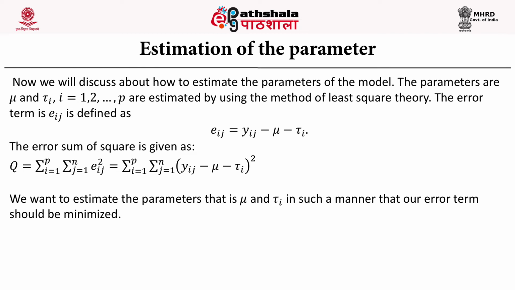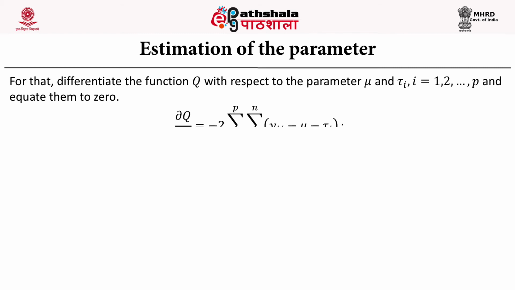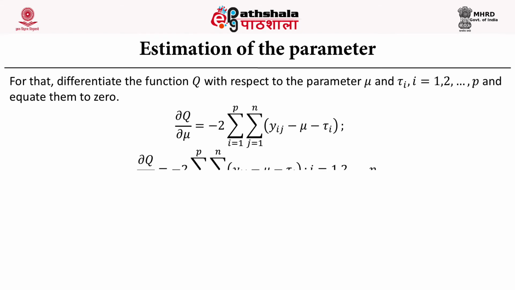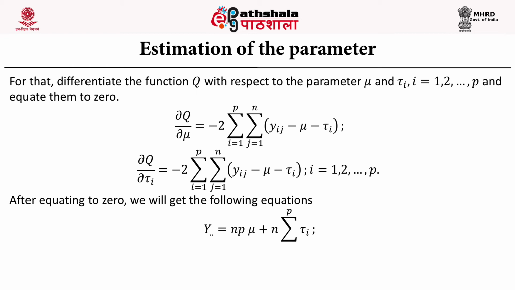We want to estimate the parameters, that is mu and tau i, in such a manner that our error term should be minimized. For that, differentiate the function Q with respect to the parameters mu and tau i and equate them to 0. After differentiating Q with respect to mu, we get minus 2 times the double summation of (Yij minus mu minus tau i). After differentiating Q with respect to tau i, the expression we get is minus 2 times the summation, i varying from 1 to p and j varying from 1 to n, of (Yij minus mu minus tau i), where i varies from 1 to p.